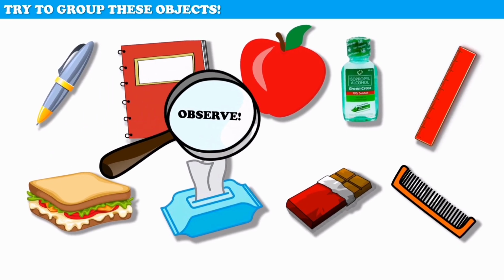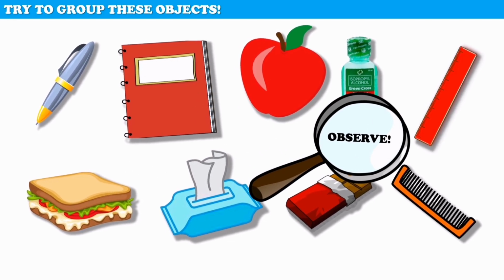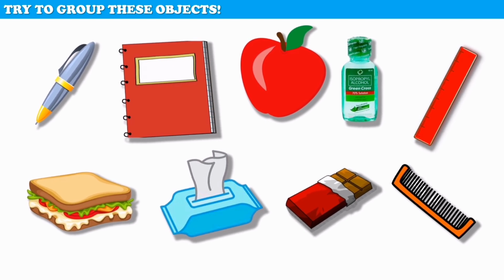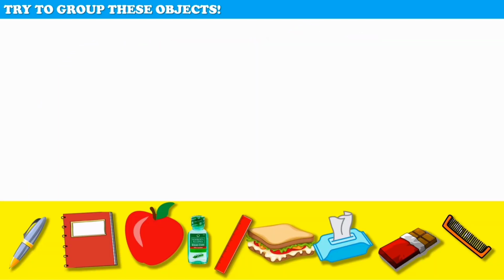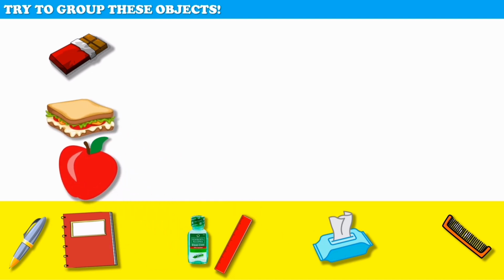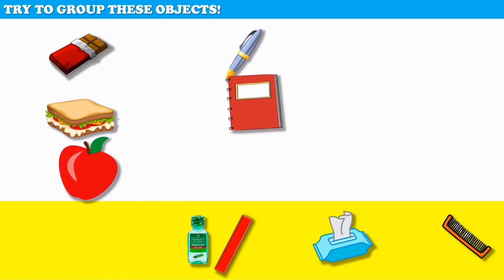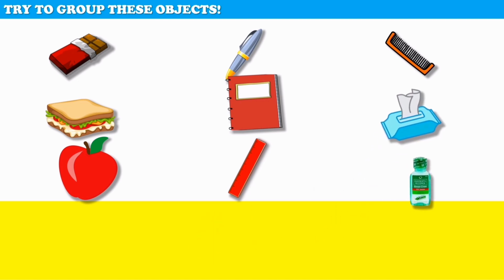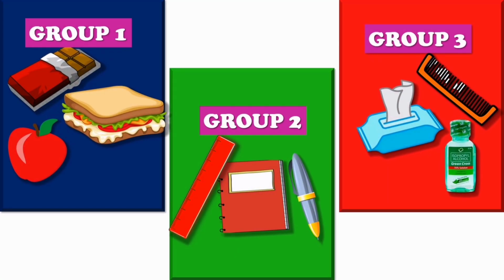First, let us observe the objects and their characteristics. Can you make a group out of these objects? How many groups were you able to make? Is it 3? The chocolate, the sandwich, and the apple go together. The pen, the notebook, and the ruler go together. The comb, the wipes, and the alcohol go together. We were able to make 3 groups.